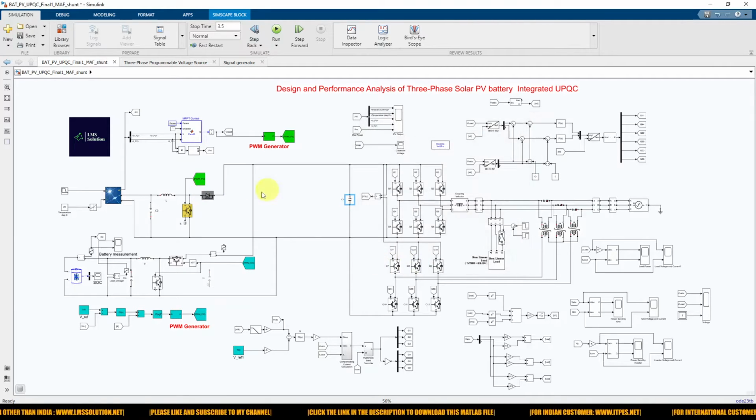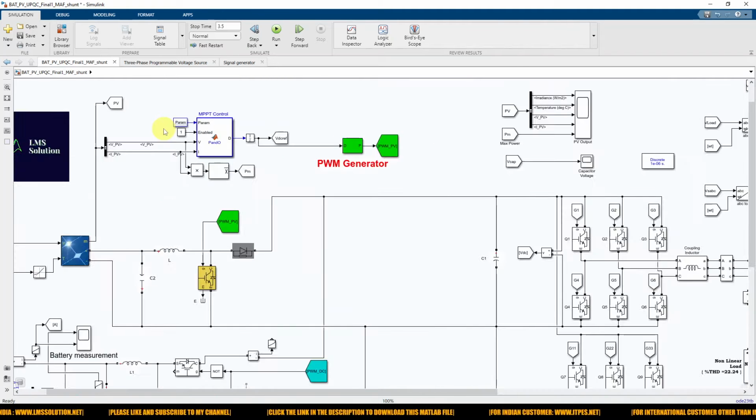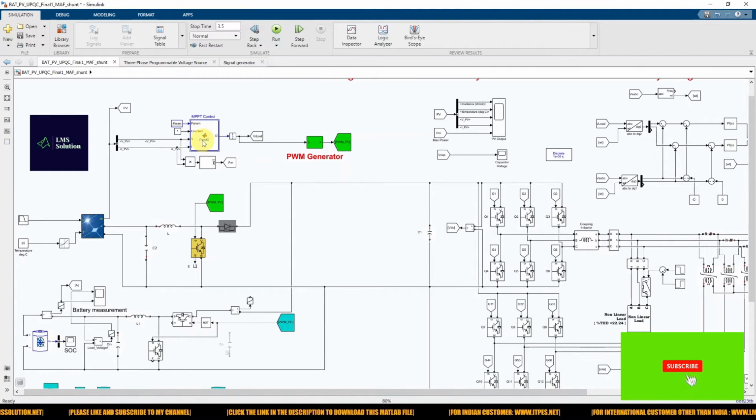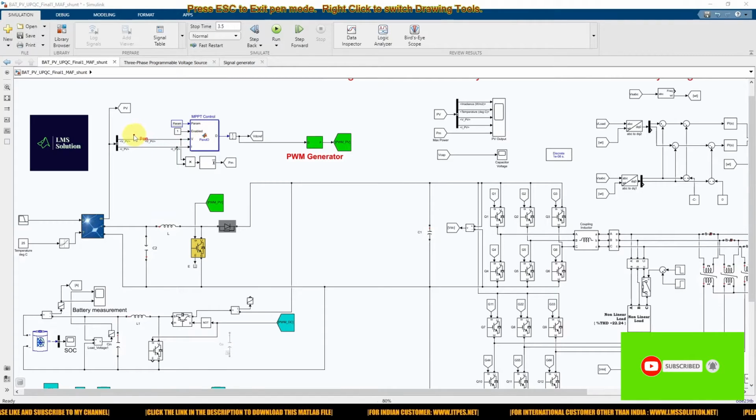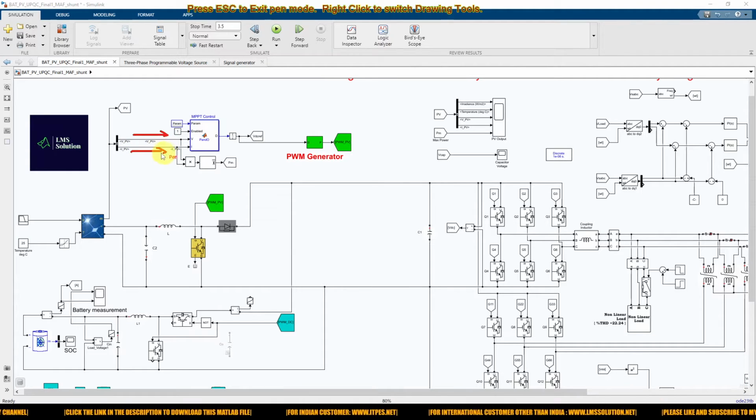Okay, and then here you can see that we are using P and O MPPT. In P and O MPPT we are measuring the power, PV voltage and current. Based upon that PV voltage and current, we are generating the reference. So this is nothing but the duty cycle. So we are generating a duty cycle.